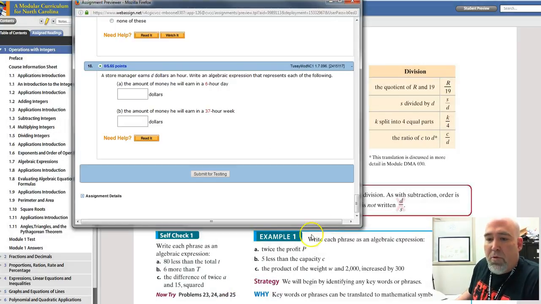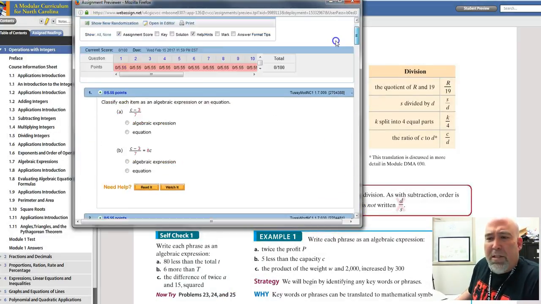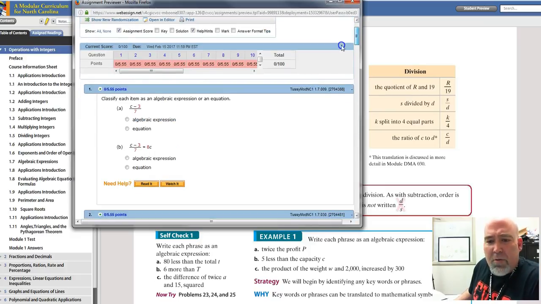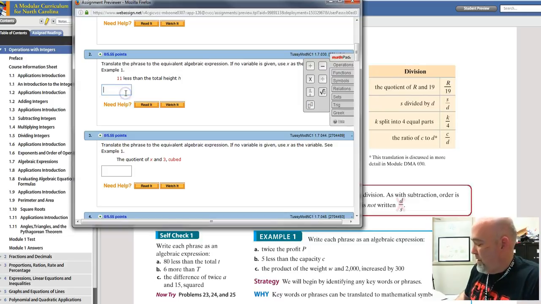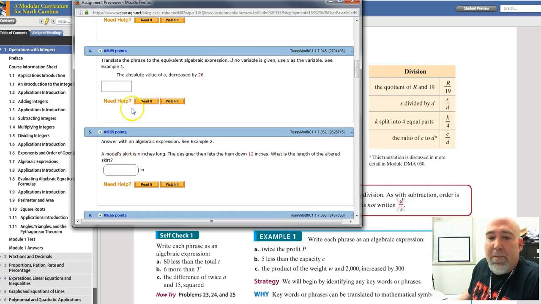So with the homework, on this one I don't think I really need a supplement because we're not solving or evaluating anything. We're just coming up with an expression. So on number 2, 11 less than the total h. And so I just told you a second ago, less than and subtracted from. You have to switch the order. So instead of 11 less than the total height h, I would have an h minus 11 would be my answer.